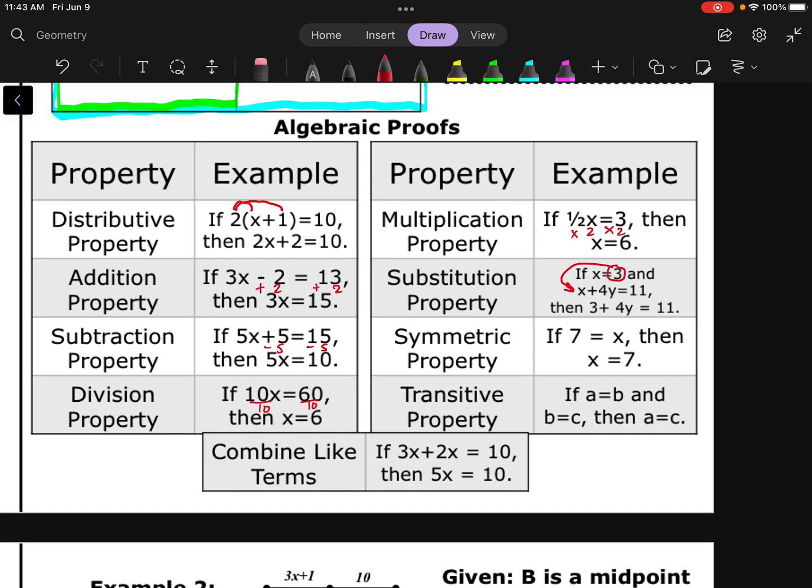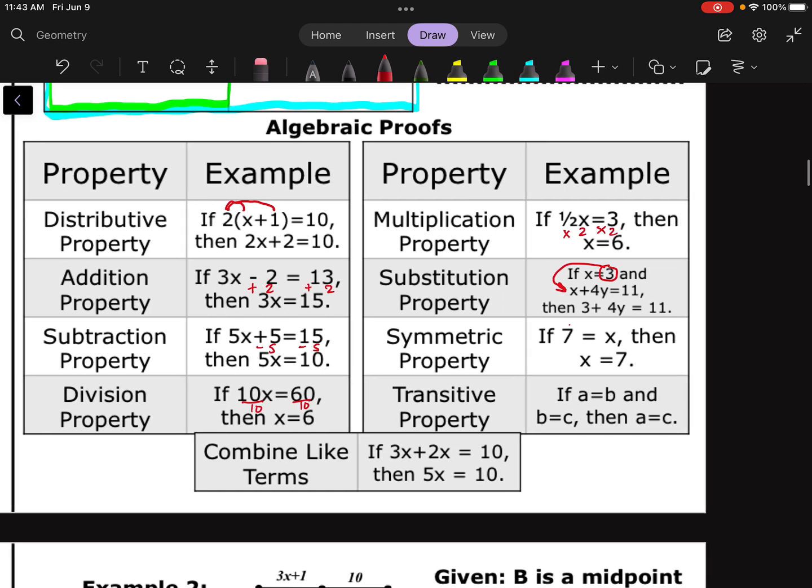Symmetric property. This one doesn't come up too often, but the symmetric property lets us flip an equation around. So if 7 equals x, we can imagine that we're just flipping those to get x is equal to 7. Transitive property. If a equals b and b equals c, then a equals c. Since both a and c are equal to b, that means that a must be equal to c. This is going to come up a lot later on in this unit.